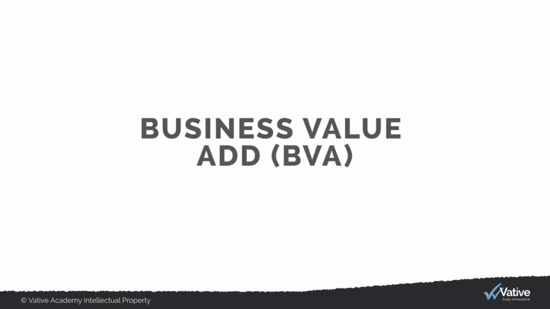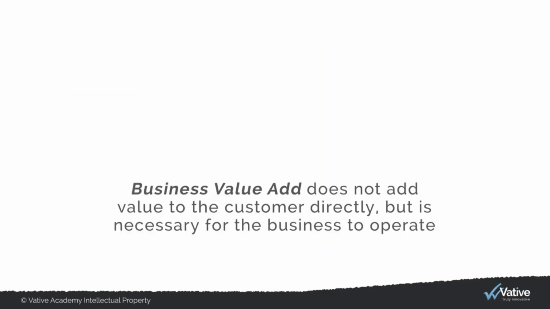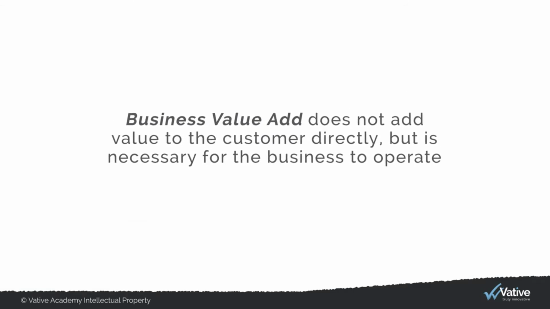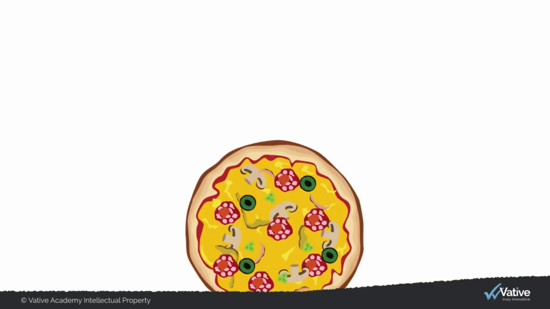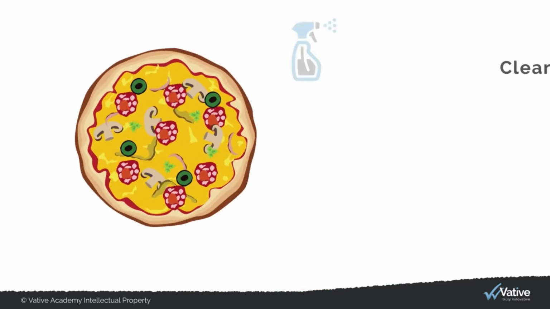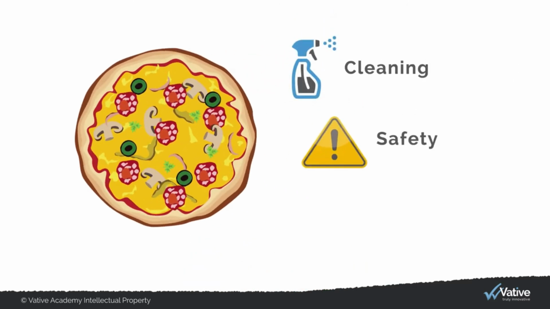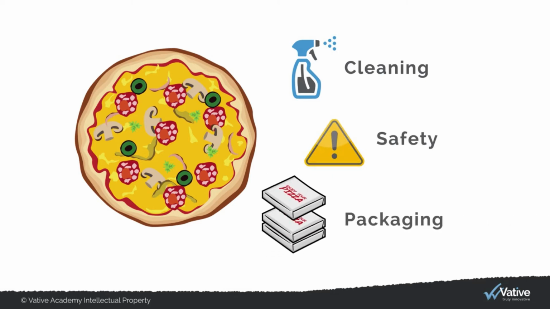We often speak of a third category called business value add. Business value add does not add value to the customer directly, but is necessary for the business to operate. In our pizzeria example, such activities would include the cleaning of the kitchen, improving safety in the workplace, and packaging. The objective is to reduce the costs of value add and business value add and eliminate wastes.